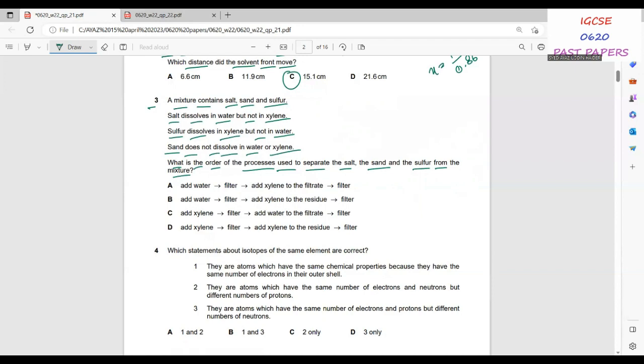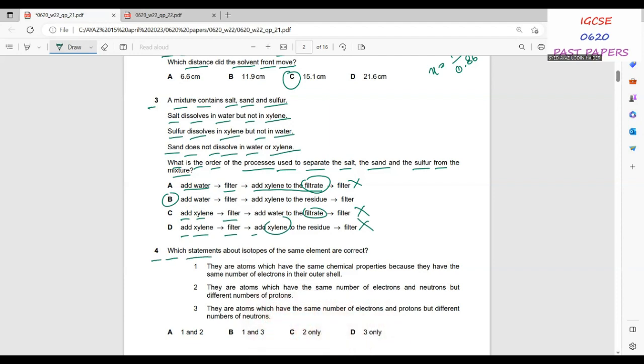So choice B looks correct to me. The other choices are not correct. Because in choice A, in the first step, they are adding water, filtering, then they are adding xylene to the filtrate instead of adding it to the residue. So this is wrong. Choice C, if you add xylene and filter, then you have to add water to the residue, not filtrate. So this is also wrong. Choice D, add xylene, filter, then you have to add water. They have added xylene again. So this is again wrong.